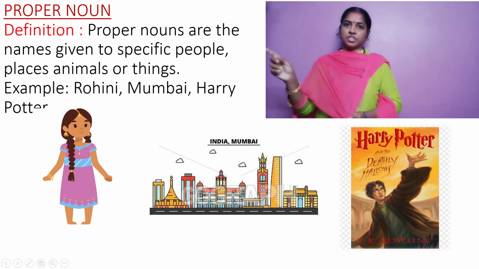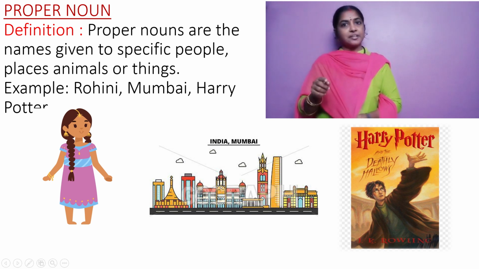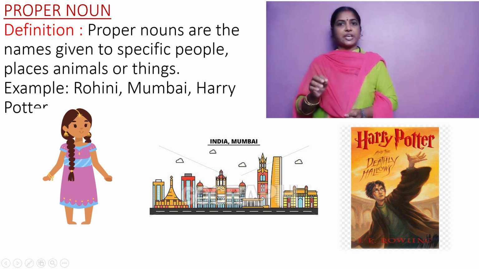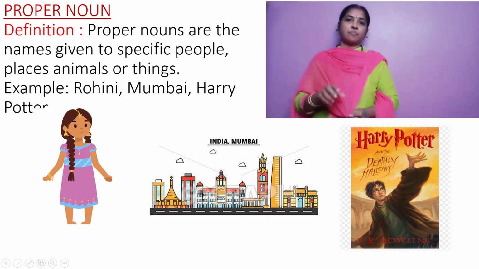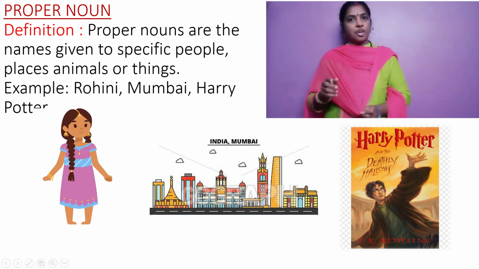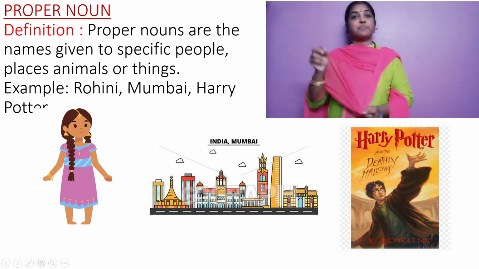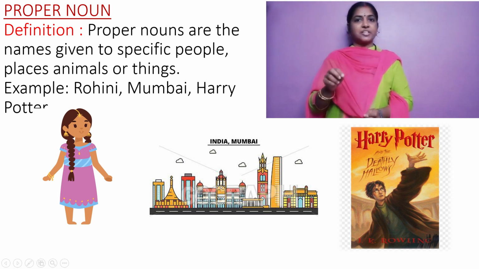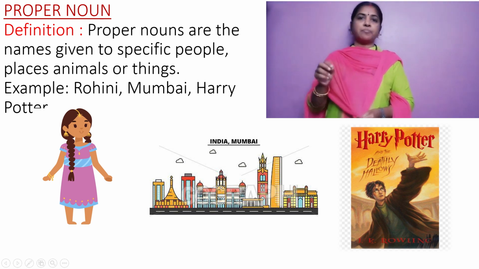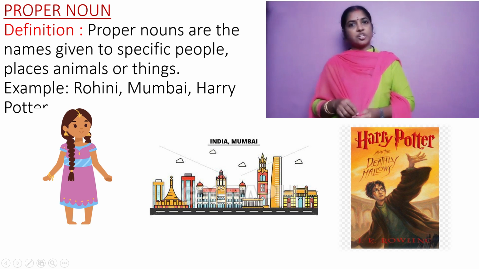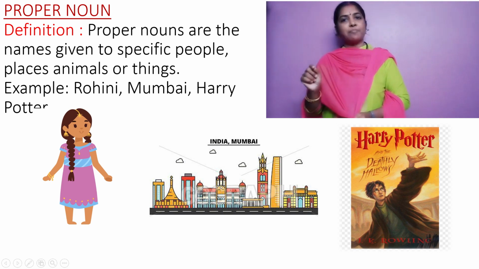Now when I told you about a girl, like if I take Rohini, now I'm talking about Rohini as a particular girl. Now if I say city, when it is Mumbai, now I'm talking about a particular city called Mumbai. If I'm talking about Harry Potter, I'm talking about a particular book. I'm specifying the name of the book or the place or the person. So, what is the proper noun? The name of a particular person, place or thing. Yes, children, you have to keep another thing in mind. Proper nouns always start with a capital letter.